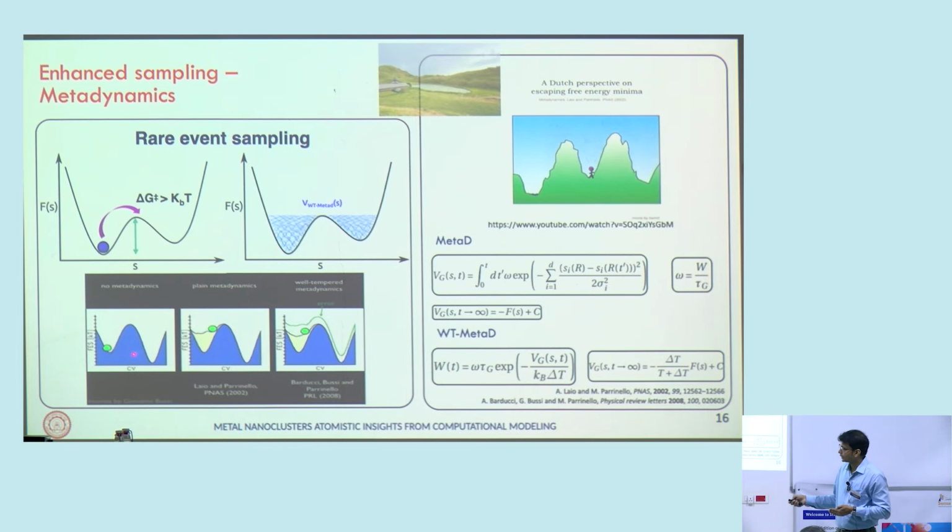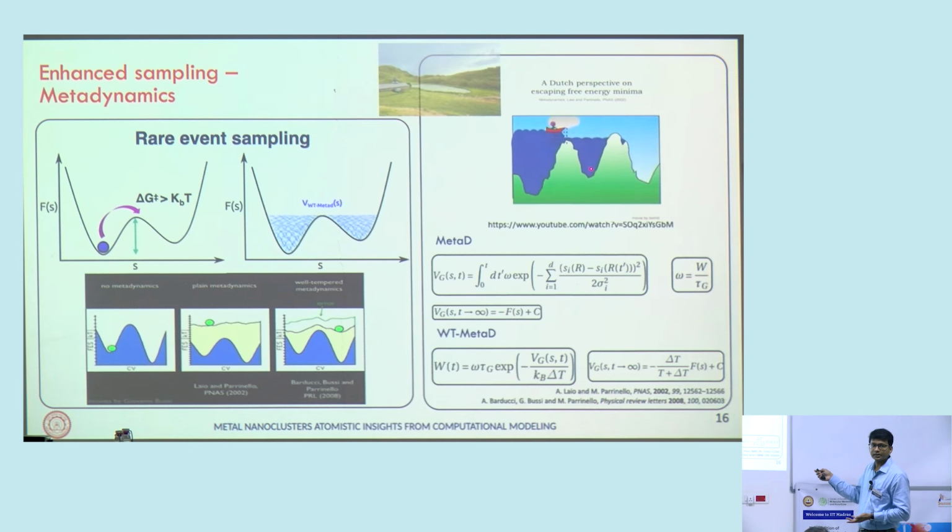Imagine your SN2 reaction: you are here, and you remain stuck. If you simulate it for a nanosecond, you will be stuck here. How do you come out of it? You pour water. That is the bias, meaning you are helping the system to go from one end to the other end by pouring water. Think of this guy: initially it was stuck, you pour water, or it is raining, and now it becomes flat, and you know how much water you have poured inside. You flip it, and you get the free energy surface.